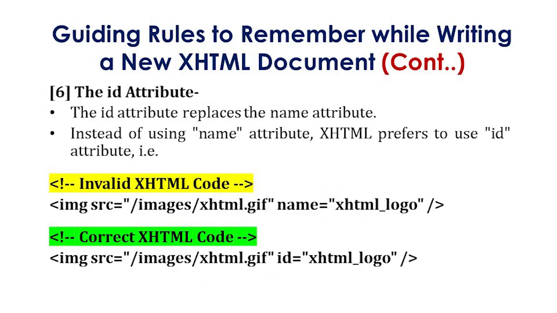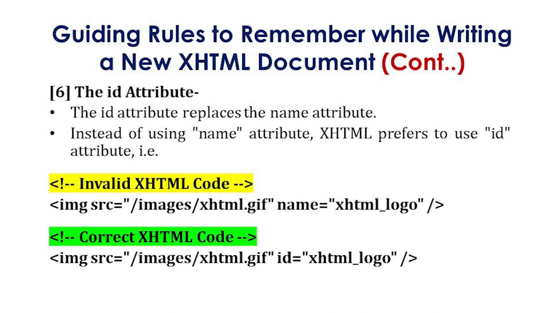So go ahead with a new rule. This is called ID attribute. So we are discussing here the XHTML guiding rules. While we are writing a new XHTML document, in that case the ID attribute replaces the name attribute. Instead of using the name attribute, XHTML prefers to use the ID attribute. That point is to be noted.